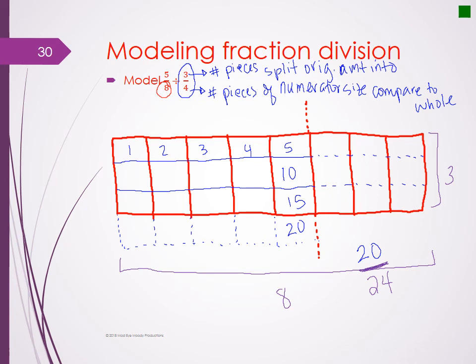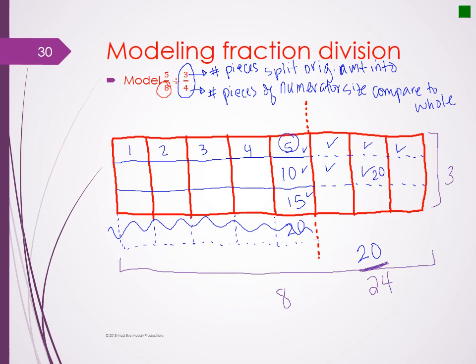Another way to look at that is to say, instead of imagining this row, look, one of these pieces has 5 of the new small pieces. So I have 5, 10, 15. A 4th piece would have 5 more pieces. So I would use this, and this. That would be 5 more pieces. So this would make 20.